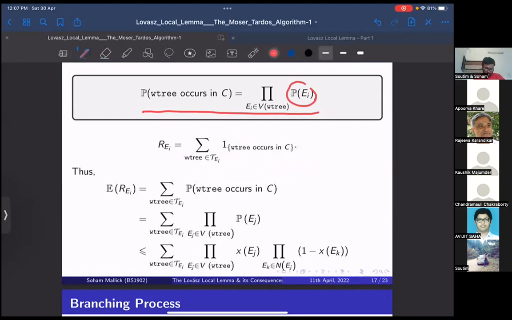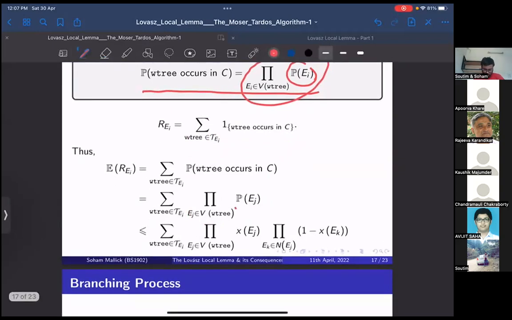Once I have this, it is fairly easy. We take the expectation on both sides. So this becomes the probability, and we have an expression for this probability. And using the asymmetric version of the Lovász Local Lemma, what do I know? I know that the probability of E_j is simply this expression, right? So I have this expression, but I did not want this. I wanted this expectation of R_{E_i} to be bounded by something of this form, x(C_i) by 1 minus x(C_i). So where does this come from?